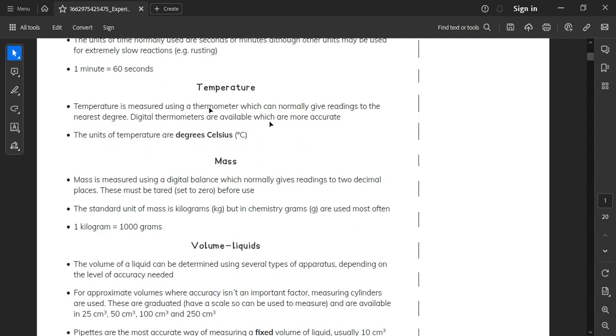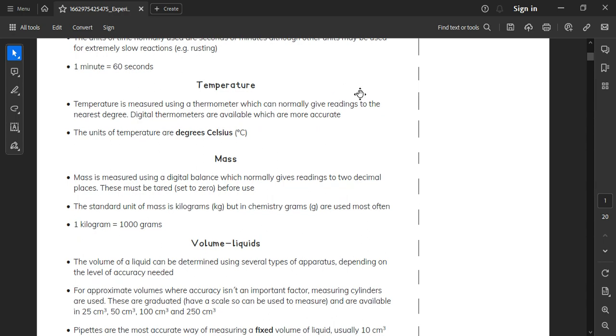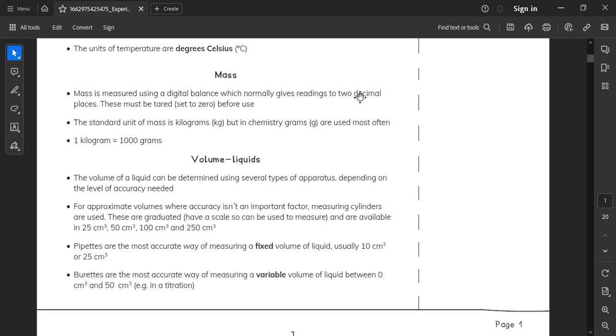Temperature is measured using a thermometer, which can normally give readings to the nearest degree. Digital thermometers are available which are more accurate. The units of temperature are degrees Celsius.